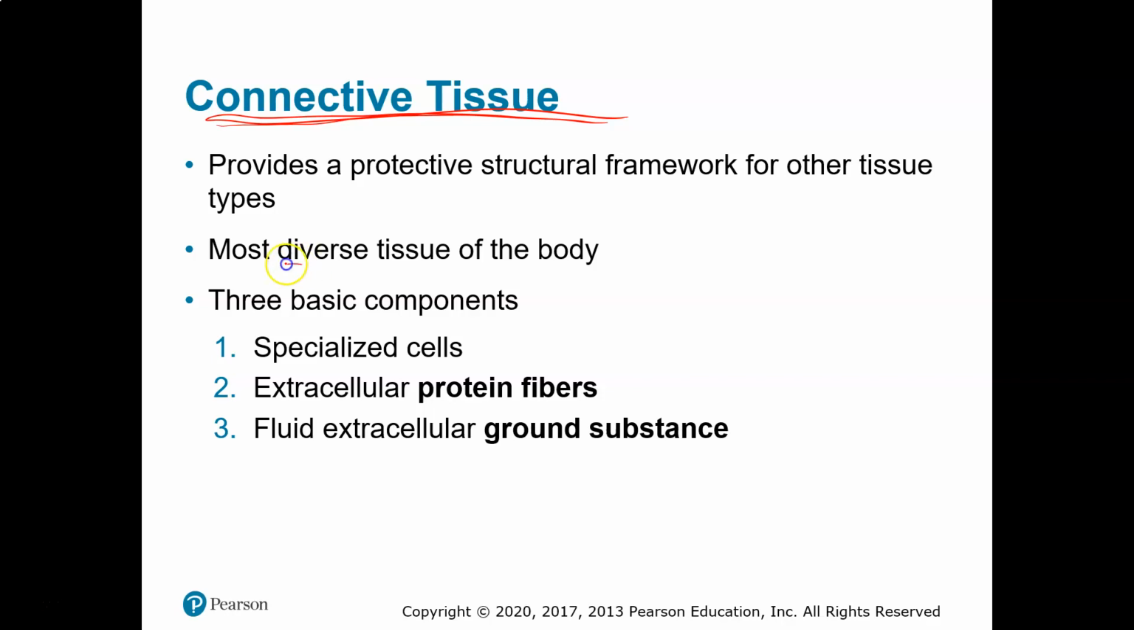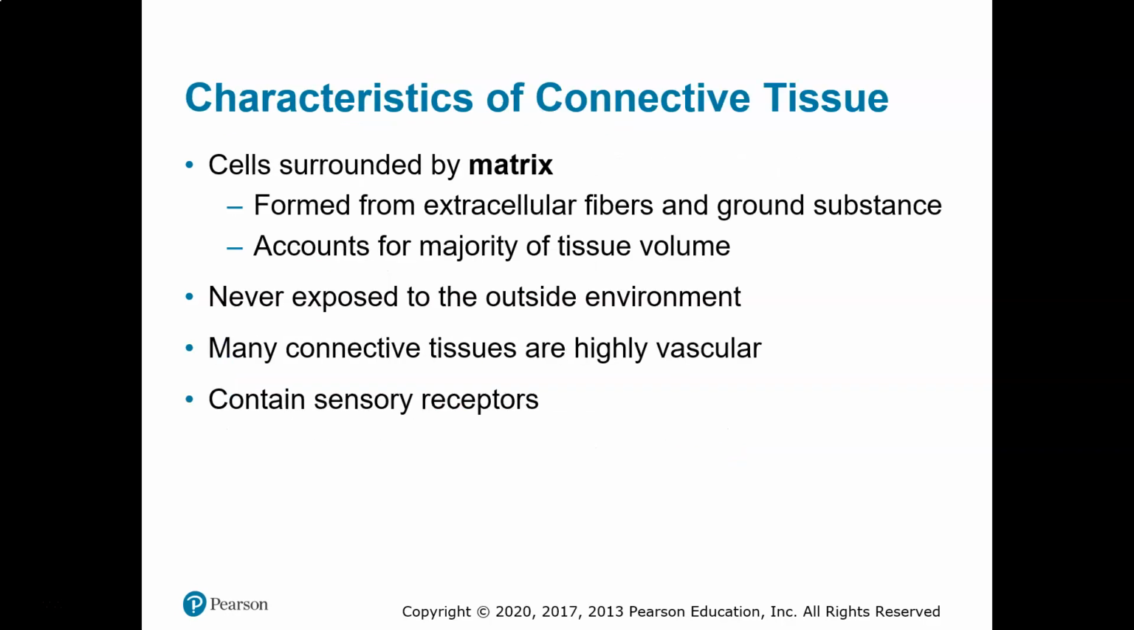Connective tissue is the most diverse of all the four tissue types. There are three basic components. Instead of just being cells that are packed tightly together, you have specialized cells surrounded by protein fibers like collagen and some type of a ground substance, which can be very fluid or it can be more of a solid. The matrix is the combination of the extracellular protein fibers and the ground substance. So in other words, it is the material that surrounds the specialized cells. We call that the matrix.